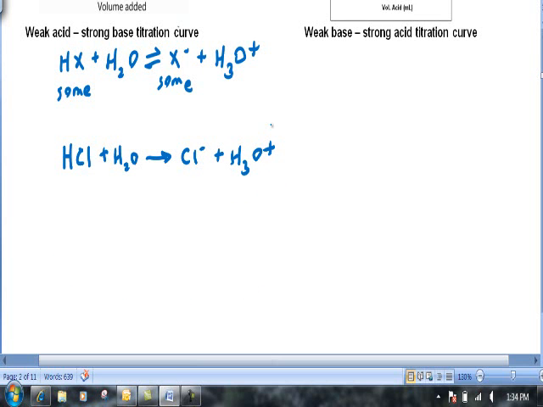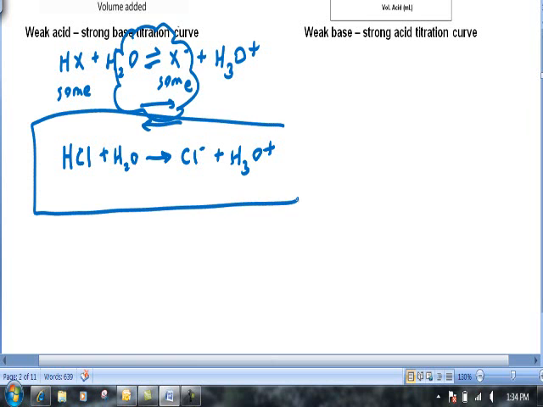A key feature for a buffer system is that it has to be some kind of equilibrium system that allows the reaction to shift right or left in response to addition of either base or acid. Something such as this, which is a strong acid with some salt, cannot shift backwards, which makes this a system that cannot provide buffering. To buffer, we need an equilibrium system.